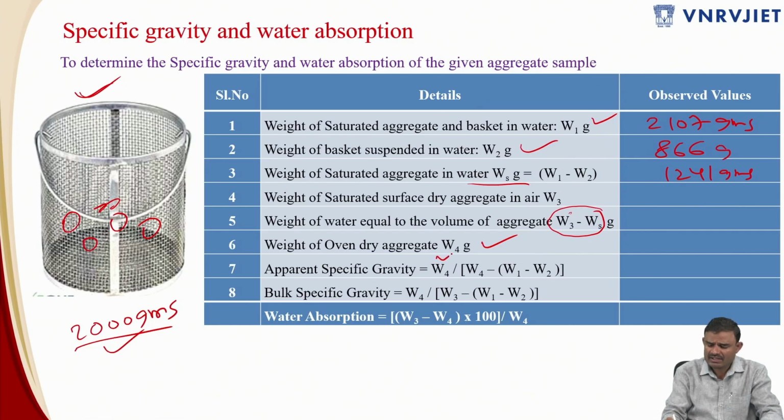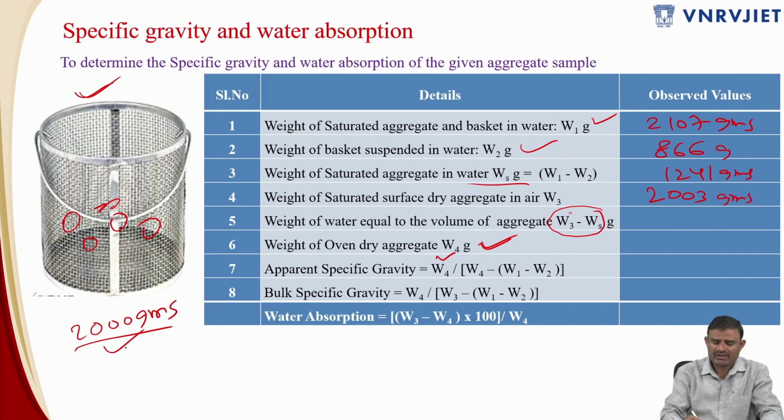So apparent specific gravity is nothing but W4, which is the oven dry aggregate. Once you have taken the aggregate out of the water, you wipe it with a dry cloth, such that you get the saturated surface dry weight. Once I have taken the saturated surface dry weight also, in this condition it has come to be 2003 grams.